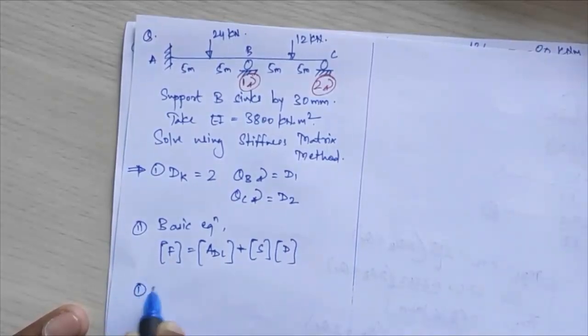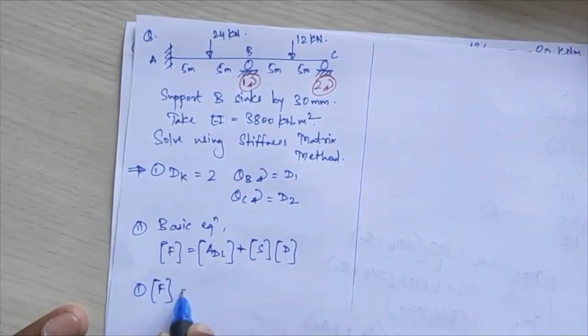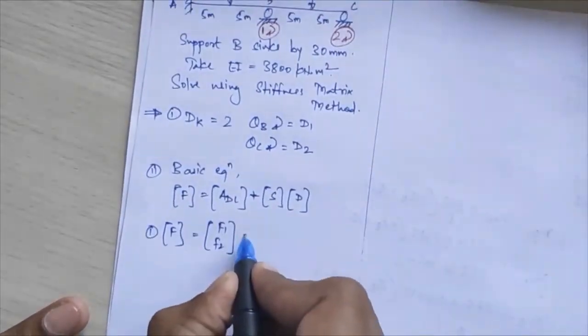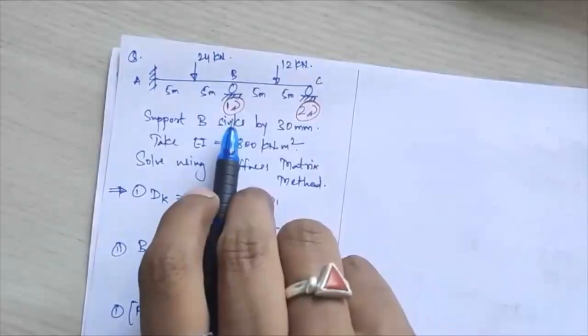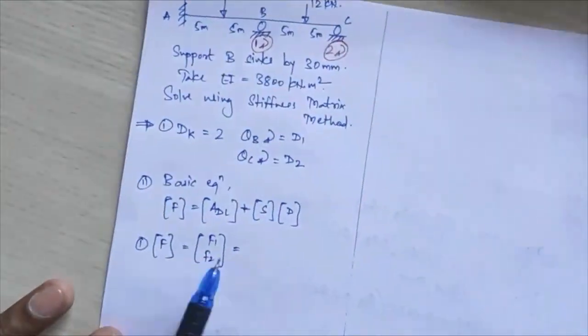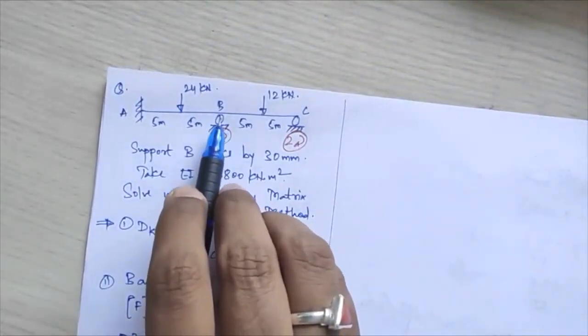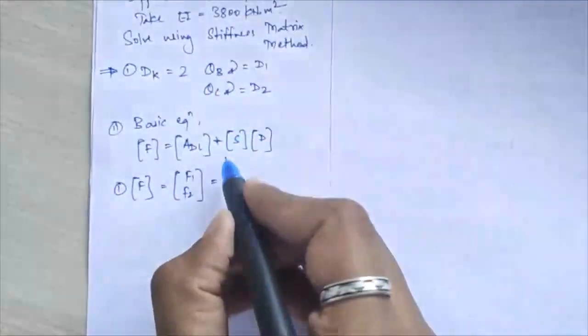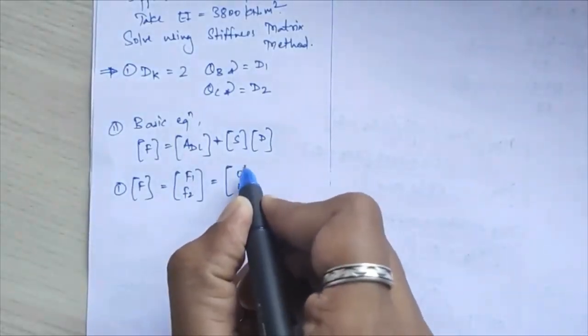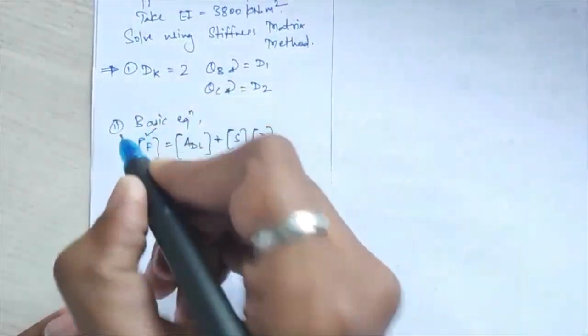First, the F matrix. So what is the F matrix? You will have F1 and F2 values because you have two coordinates. What you have to see is whether any corresponding forces or moments are provided at your selected coordinates or not. Check whether you have any external forces or external moments at point B and point C. No, you do not, so both of these values F1 and F2 will remain 0. So the F matrix is done.